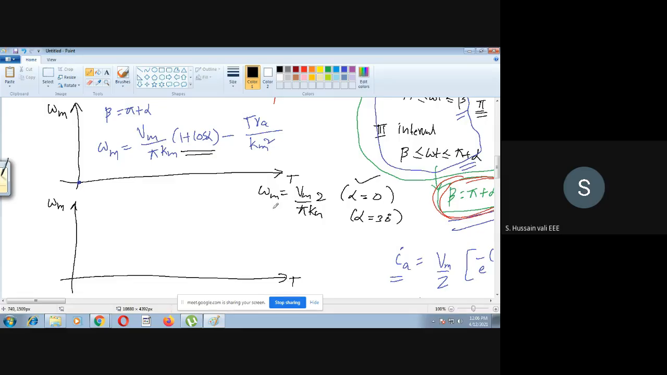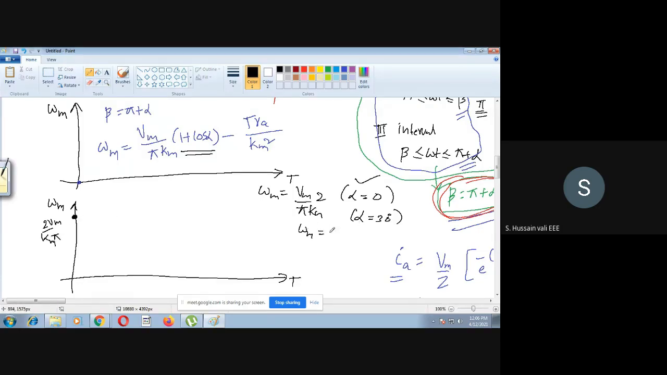For alpha is equal to 0, where is omega m? Omega m will be somewhere here. This height is how much? 2 Vm by k pi m. So I will write here 2 Vm by km into pi. This is the point. Now we'll take alpha is equal to 30 degrees.